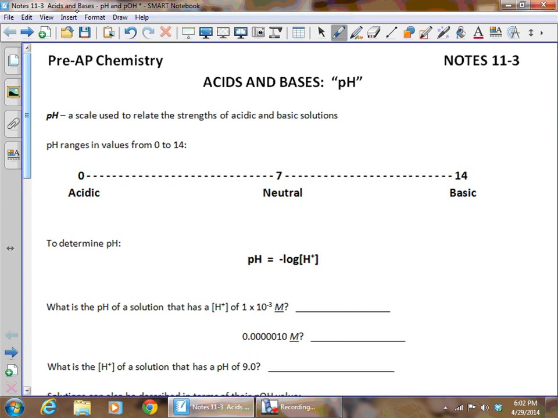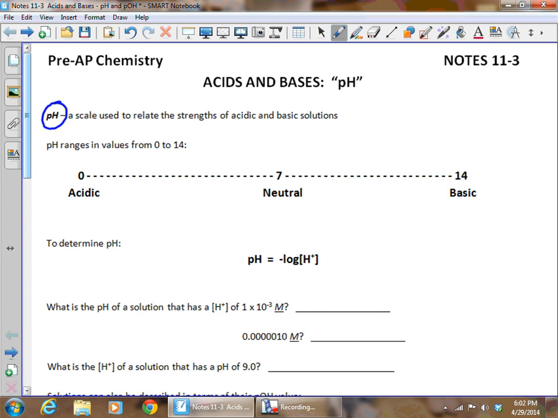Today we're going to look at acids and bases and how we can measure the relative strengths of these acidic and basic solutions. We can do this with something called a pH scale. pH, again, is simply a way to relate the strengths of acidic and basic solutions. pH ranges in values from 0 to 14.